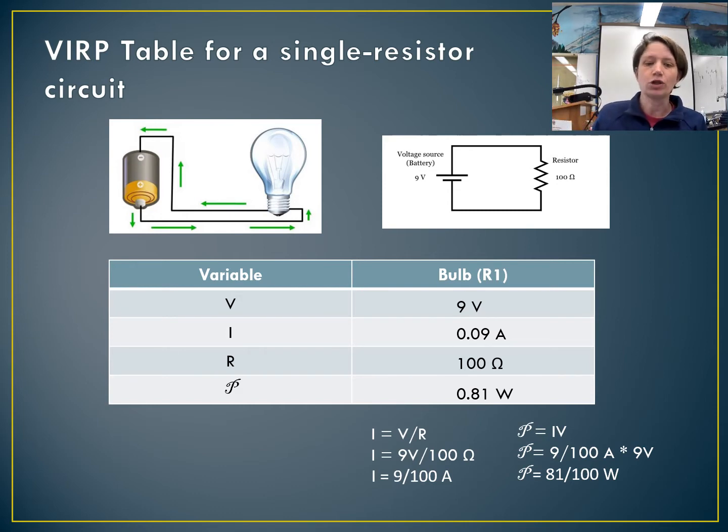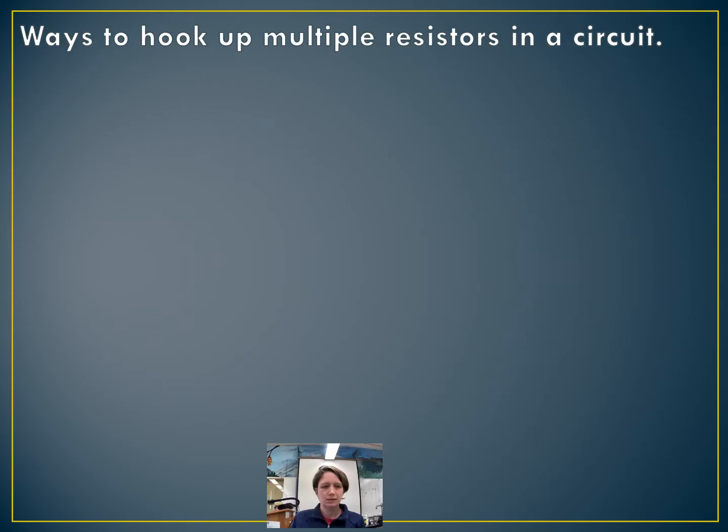I can tell you how much current is flowing through the bulb, how much current is coming out of the battery, because they have to be the same. And I can tell you how much power is being dissipated. In other words, how bright this bulb is. This bulb is turning 0.81 joules of energy into light every second, and that's a pretty useful piece of information.